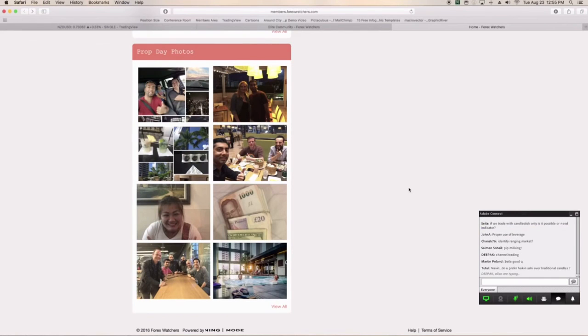Proper use of leverage. John A, I can answer that right now. 50 to 1 or lower. It'll keep you safe. Most people cannot handle a higher leverage and it should not be used. I myself use lower than 50 to 1.